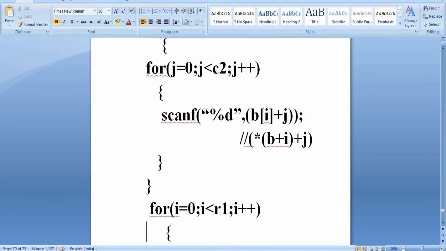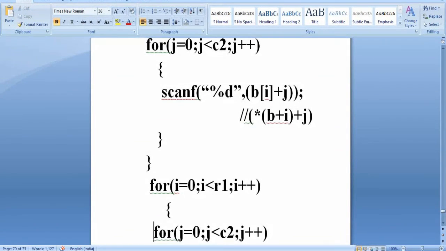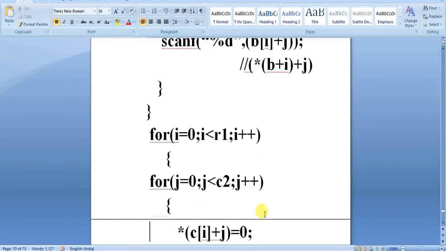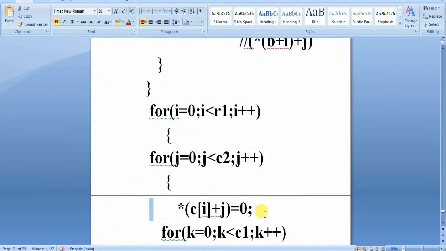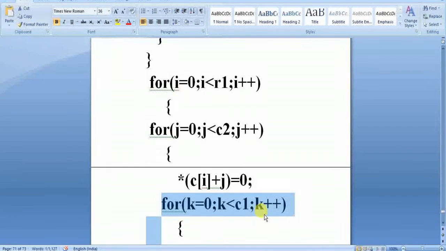After accepting the A and B matrices, we use it like this. For i = 0, i < R1, i++, for j = 0, j < C2, j++. So the resultant C matrix is R1 rows by C2 columns. Now let's observe this here. First we set C[i][j] = 0, initializing it. So in this loop we are using another third loop, called the K loop.